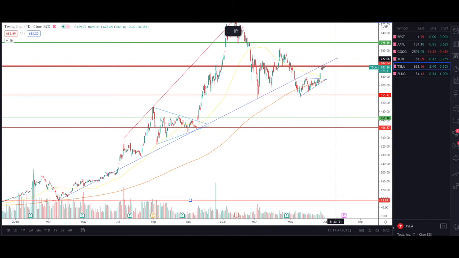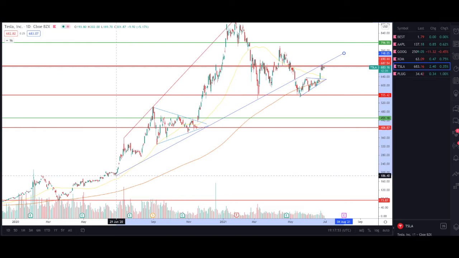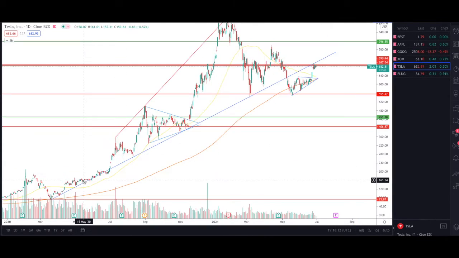Check the trend lines. This trend is important because it's been respected so many times. It was kind of iffy here, but respected, broke through it, and then came back up. Even though it is broken, it is still being respected.